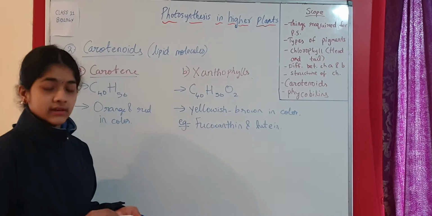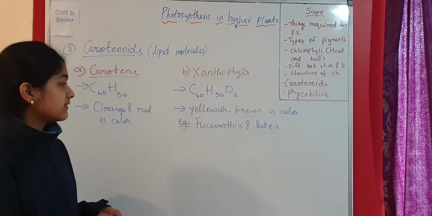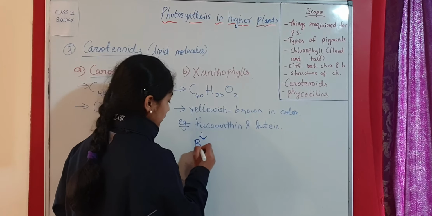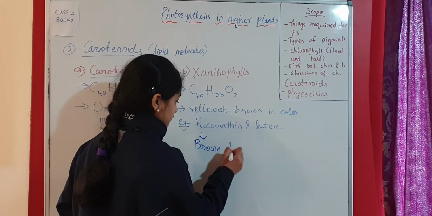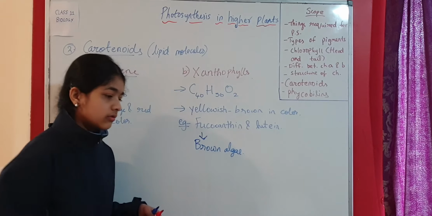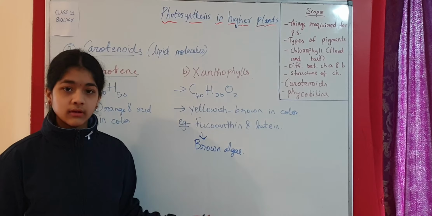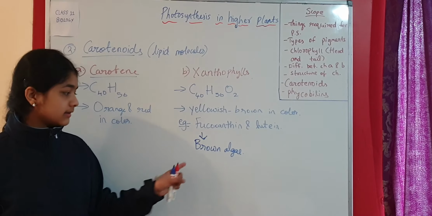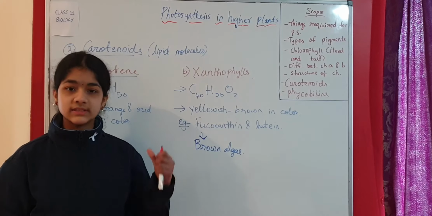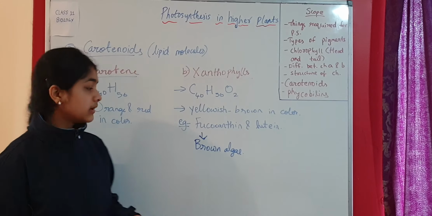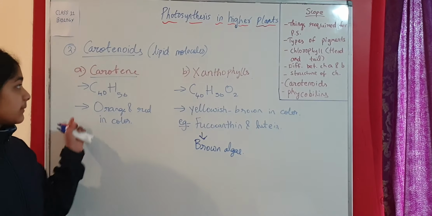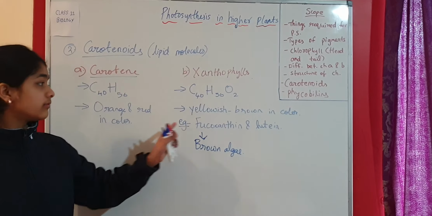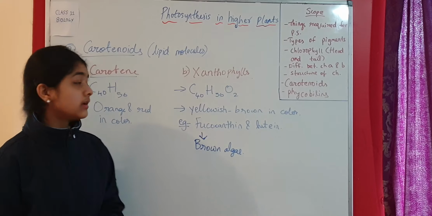Now fucoxanthin, this pigment fucoxanthin is present in brown algae. So this is present in brown algae. Brown algae is called Phaeophyceae or Phaeophyta, and these come under Thallophyta. So these are some examples of xanthophylls and the formula of carotene and xanthophylls and the colors of xanthophylls.